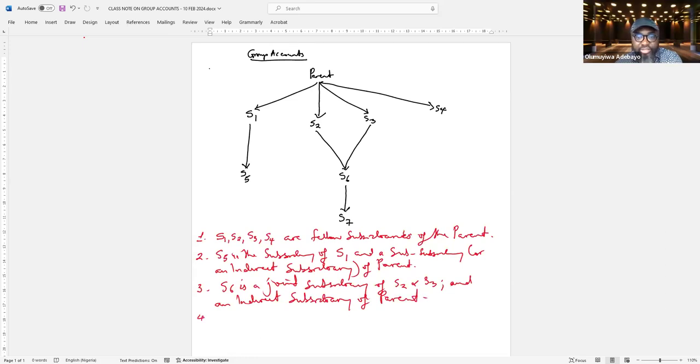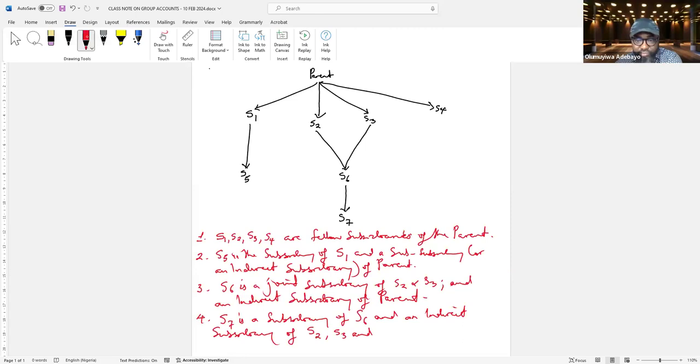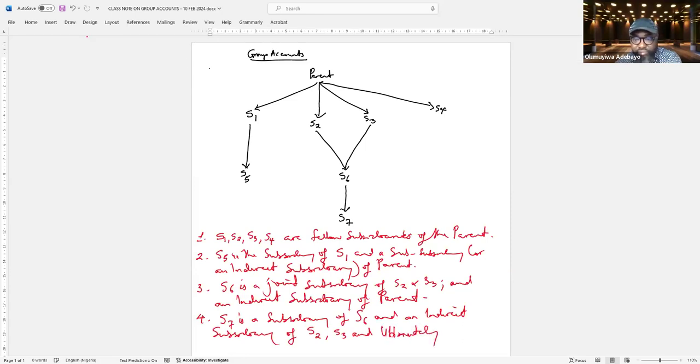Okay, four, subsidiary seven is a subsidiary of subsidiary six and an indirect subsidiary of subsidiary two, subsidiary three, and ultimately the parent.